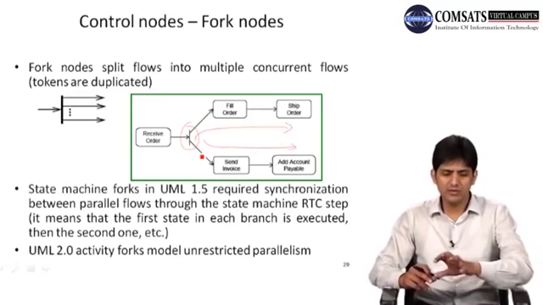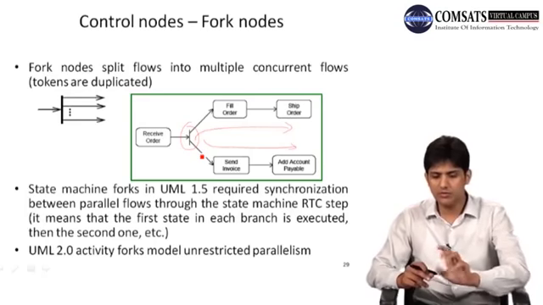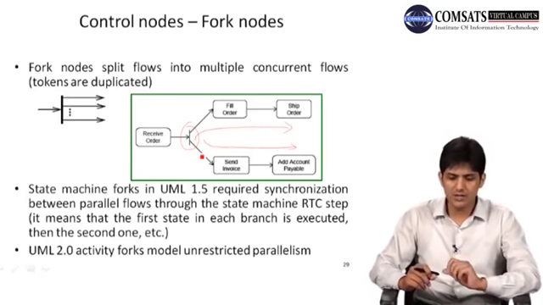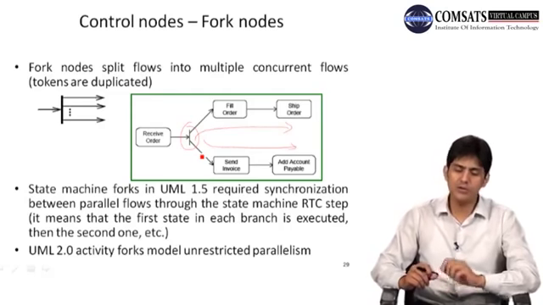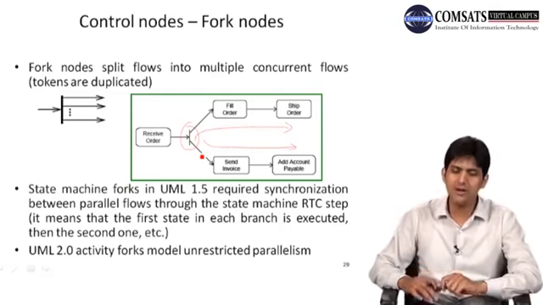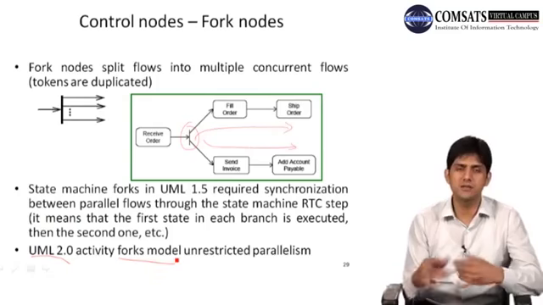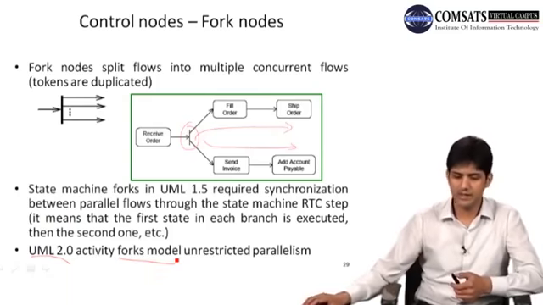This is something related to UML 1.5: state machine forks in UML 1.5 required synchronization between parallel flows through the state machine RTC step. UML 2.0 activity forks model unrestricted parallelism. From 2.0, through these fork models, you can represent unrestricted parallelism inside your activity diagrams.